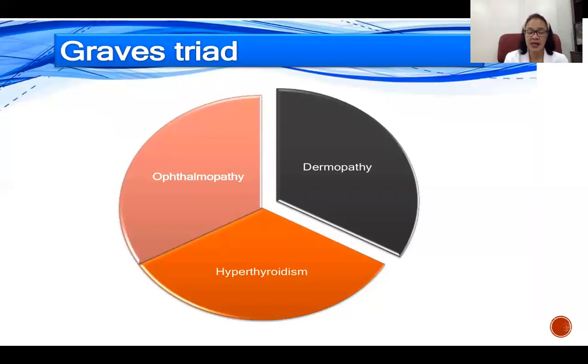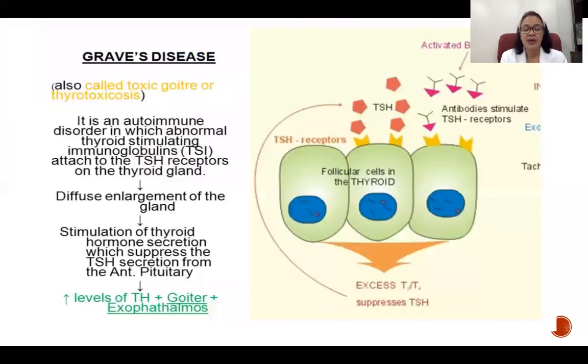So we have this triad. We have the ophthalmopathy, so there should always be the presence of these three manifestations: eye symptoms, skin symptoms, and of course, increase in your thyroid hormones, the presence of hyperthyroidism. So Graves' disease, as you can see here, results from the production of your thyroid stimulating immunoglobulins, or your TSI. Okay, these are being stimulated.